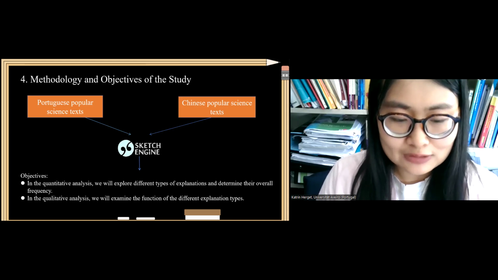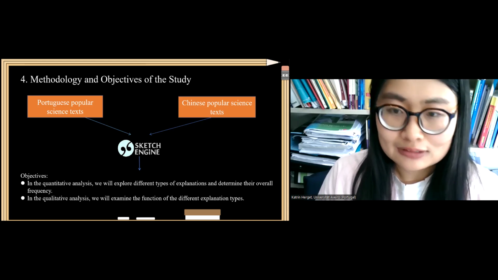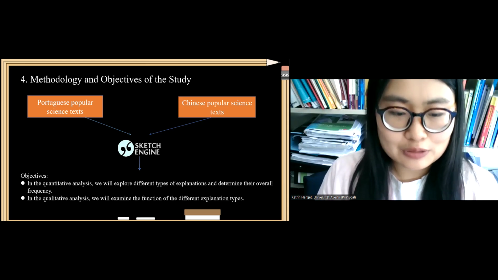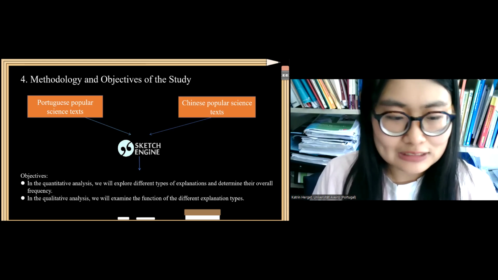For the Portuguese corpus, the text was selected from Revista Saúde. This is a magazine issued by Portuguese pharmacists. It has been published since 2009 and is released monthly on the Portuguese pharmacist website.